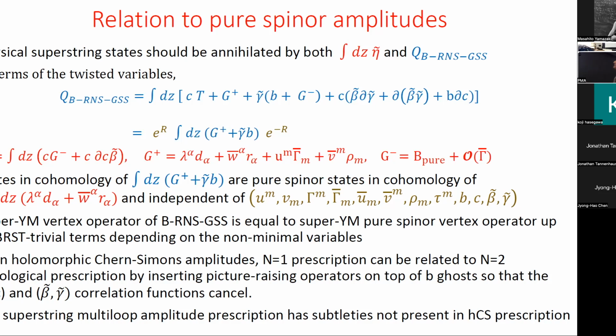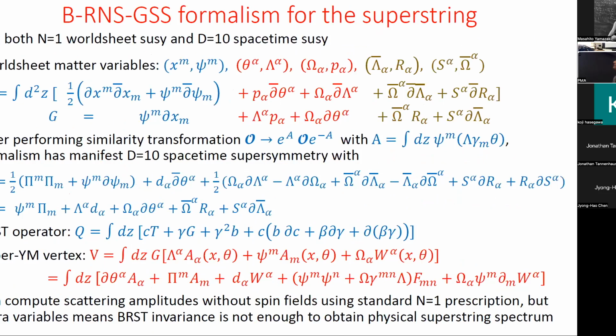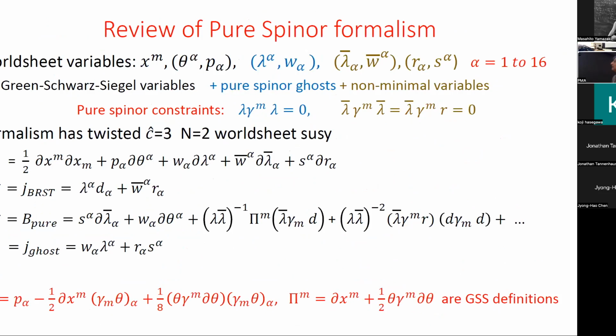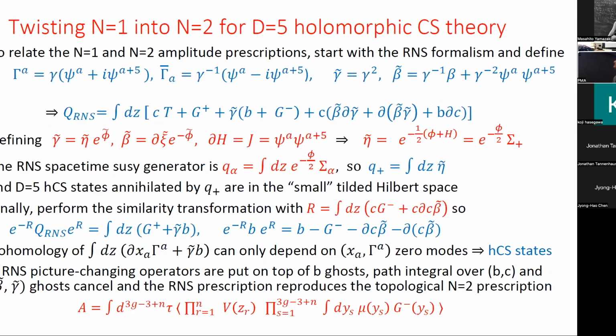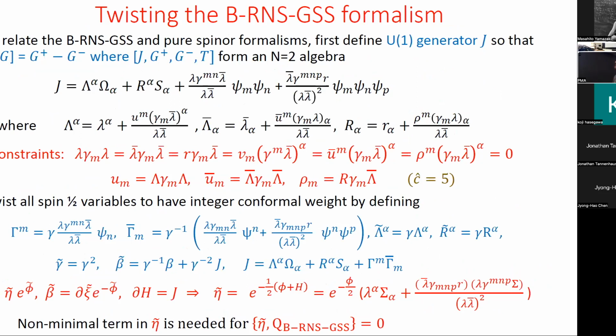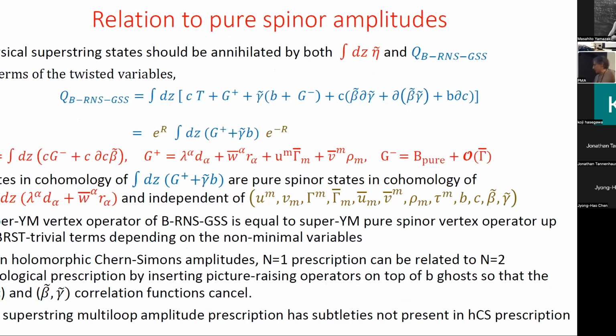And G minus is related to this complicated expression for the B ghost that I wrote down two transparencies ago. So here's the B ghost. It turns out that if you set gamma bar to be 0, which is of course one of the constraints coming from the homology, then G minus is just the pure spinor b ghost plus terms which depend on gamma bar. And you just plug into the N equals 2 topological amplitude prescription. Then you recover something which looks like the pure spinor amplitude prescription.